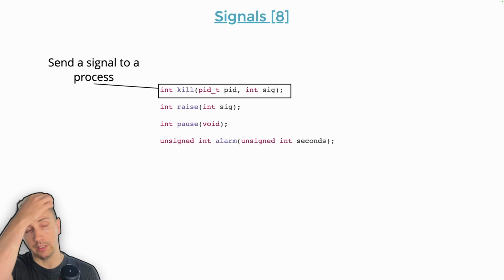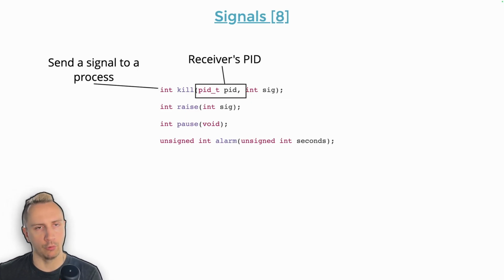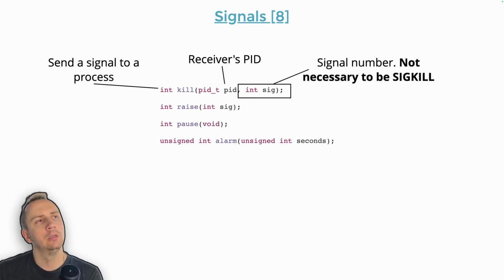It takes a process ID, which will be the process to which you want to send the signal, and then the signal number. Contrary to the name, which is kill, it does not have to be SIGKILL. You can send completely non-fatal signals to other processes using the kill function. It's just that the name is very strange, confusing.